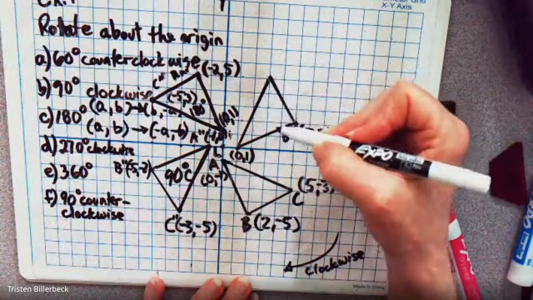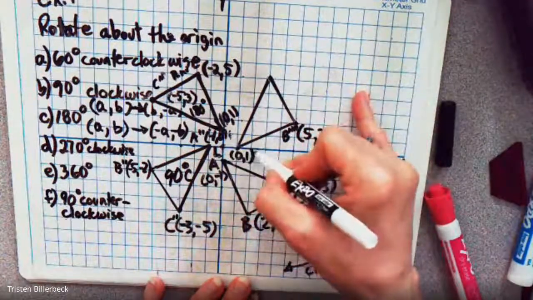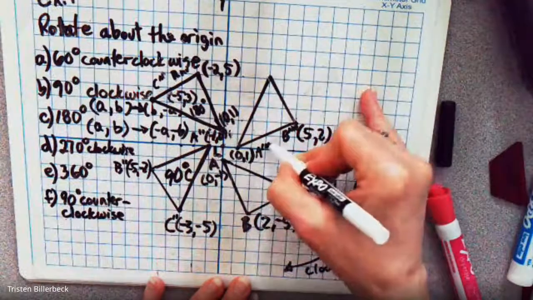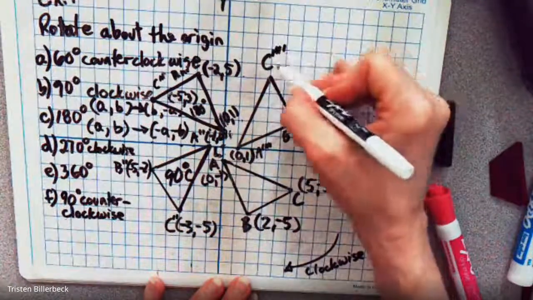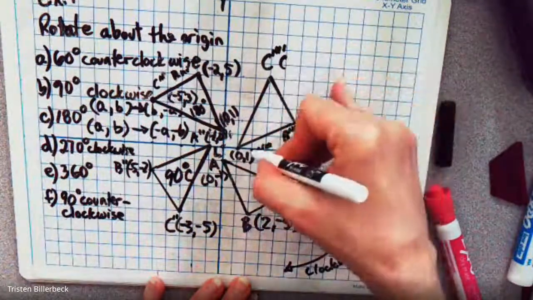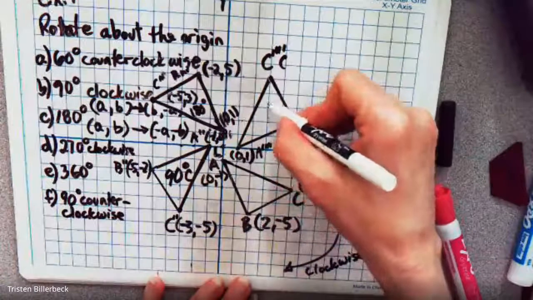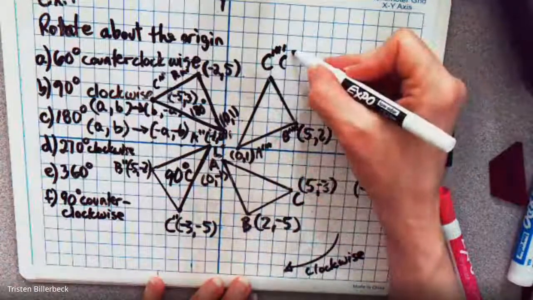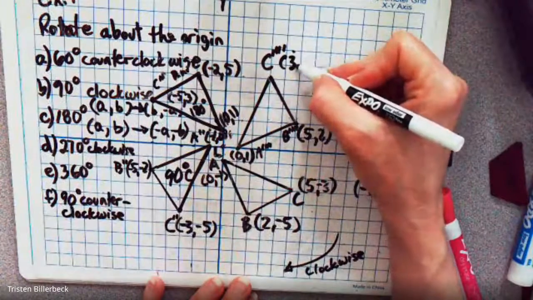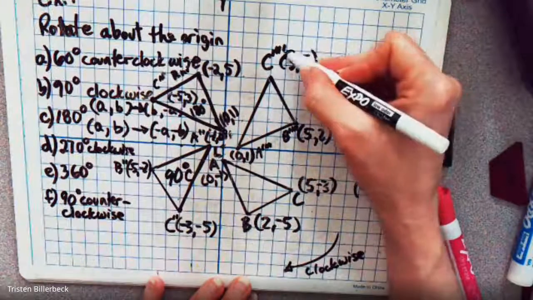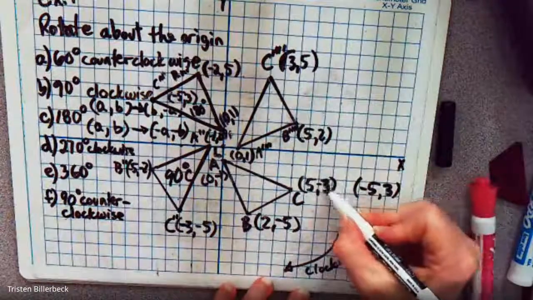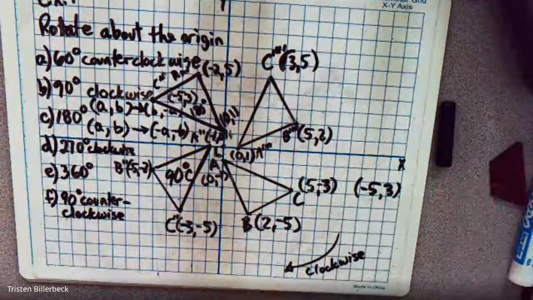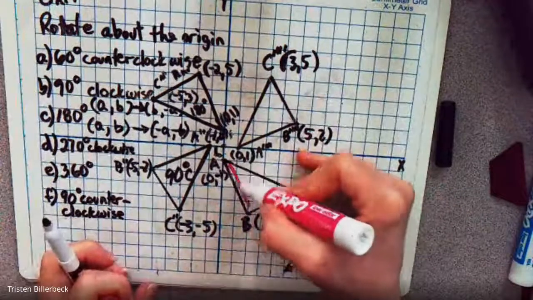And then this is A quadruple prime. And then C is right here, C quadruple prime, and that is at 1, 2, 3, 1, 2, 3, 4, 5. So 3, 5. Okay, so let's compare our original points. Okay, so this is our original shape right here.